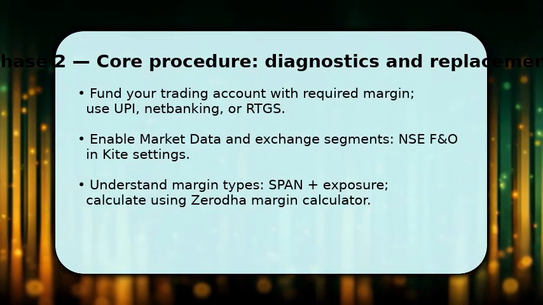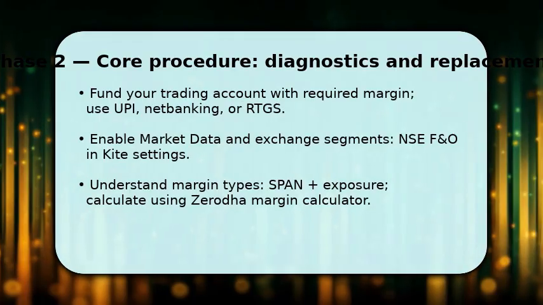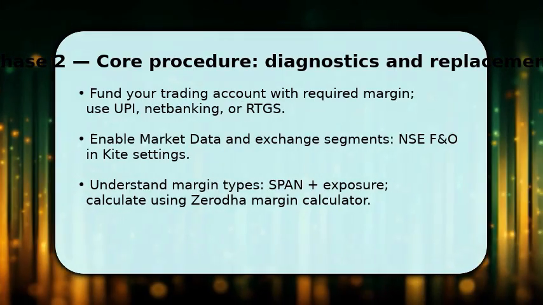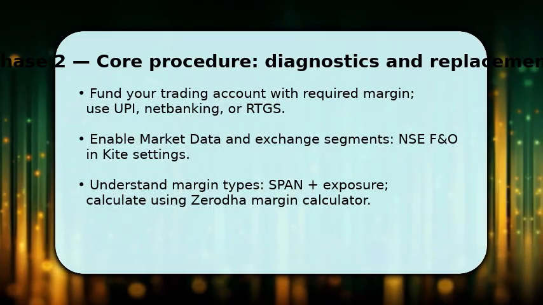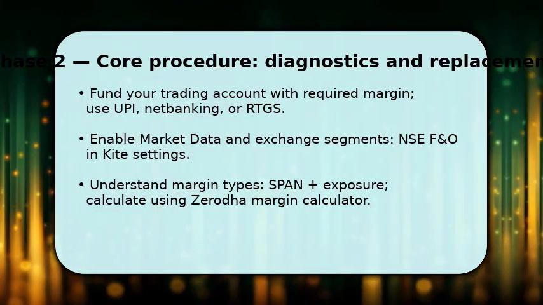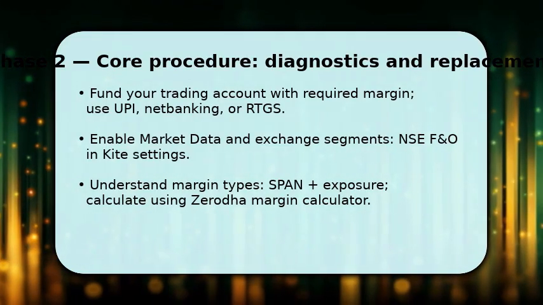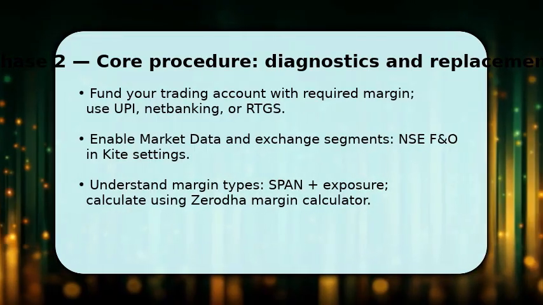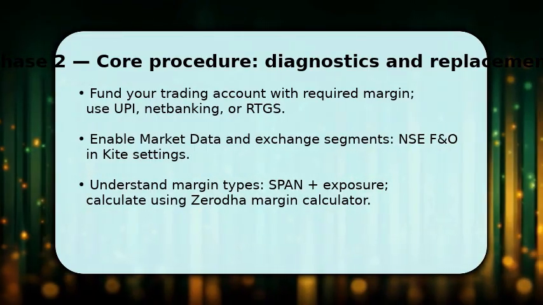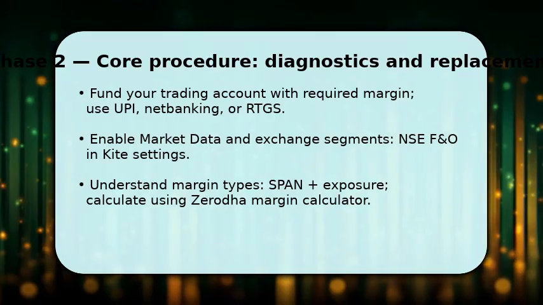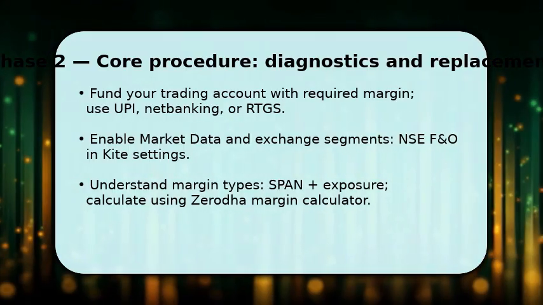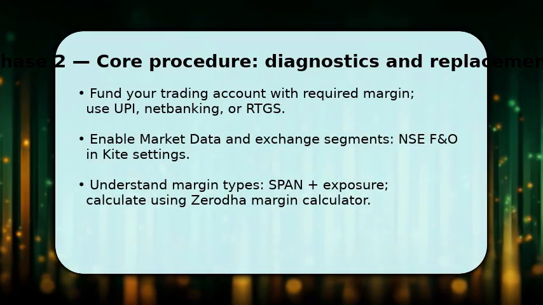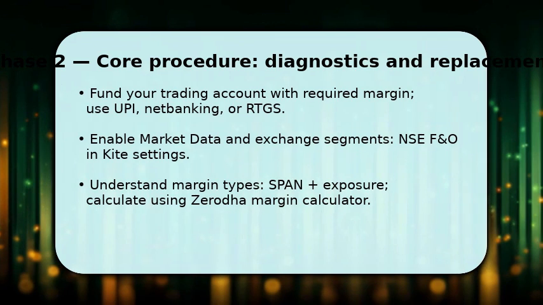Use UPI, net banking, or RTGS to transfer funds instantly. Next, enable market data and the NSE F&O segment inside Kite settings so you can view options chains. Make sure you understand margin components, SPAN plus exposure margin, and use Zerodha's margin calculator to estimate required capital for positions. Finally, practice placing small orders.